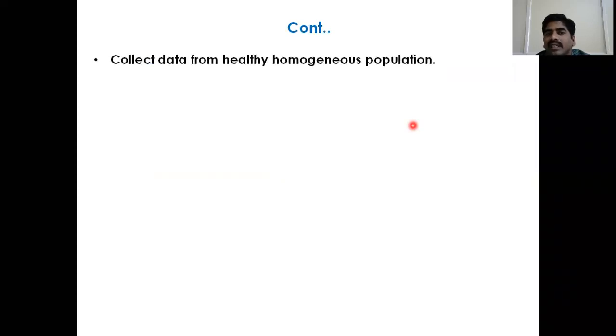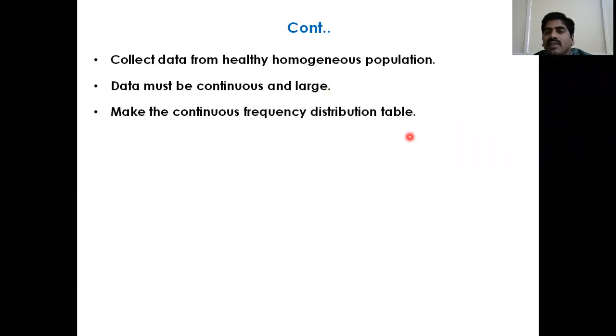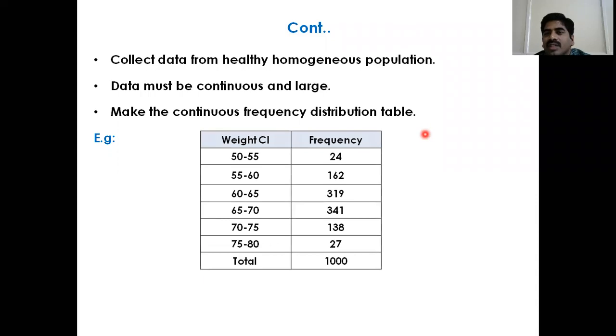First, we have to collect the data from a healthy, homogeneous population. Next, data must be continuous and large. I will explain what is continuous, and make the continuous frequency distribution table. See, this is the continuous frequency distribution table.